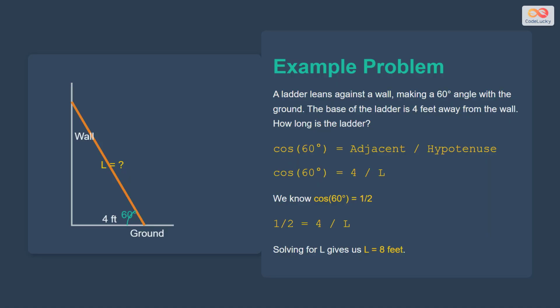Let's apply this knowledge. Imagine a ladder leaning against a wall. It makes a 60-degree angle with the ground, and the base of the ladder is 4 feet from the wall. How long is the ladder? We can use the cosine function, which is adjacent over hypotenuse. The cosine of 60 degrees is equal to 4 feet divided by the ladder's length, which we'll call L. We know the cosine of 60 degrees is exactly 1/2. So, 1/2 equals 4/L. Solving for L, we find that the ladder is 8 feet long.